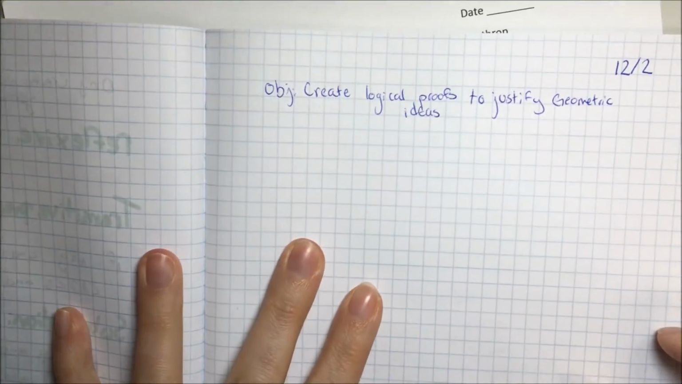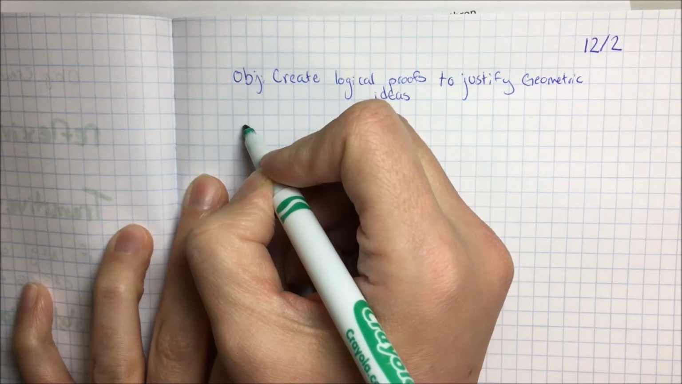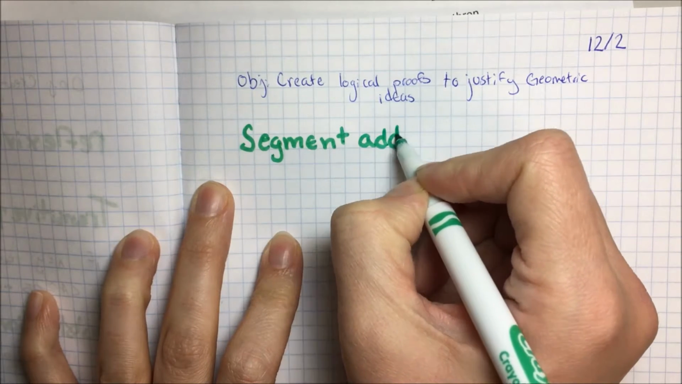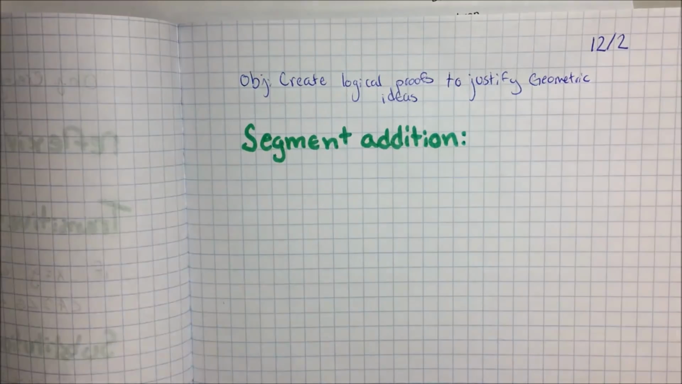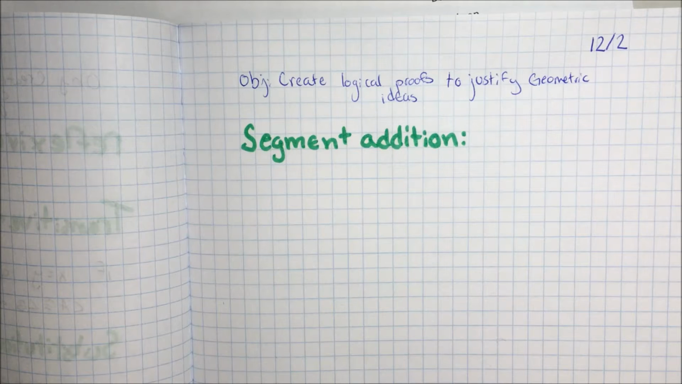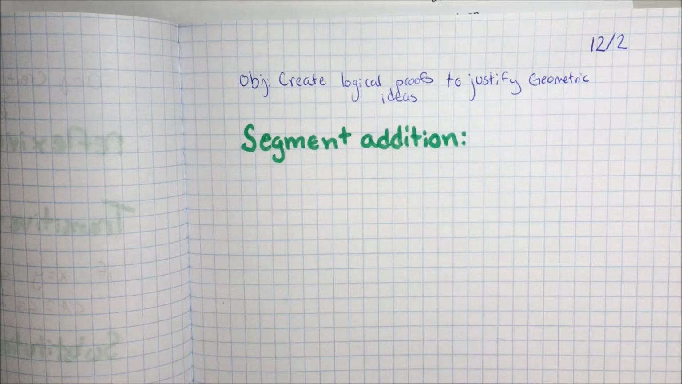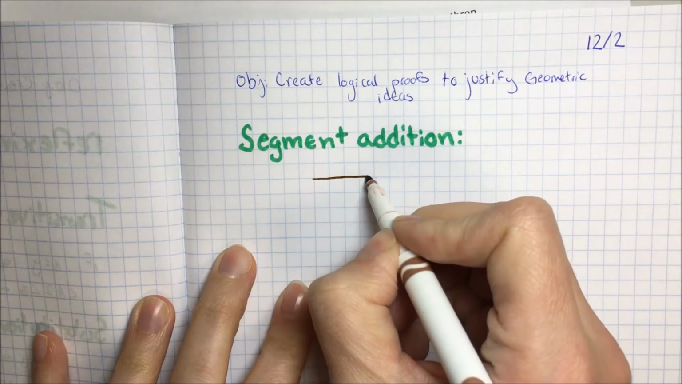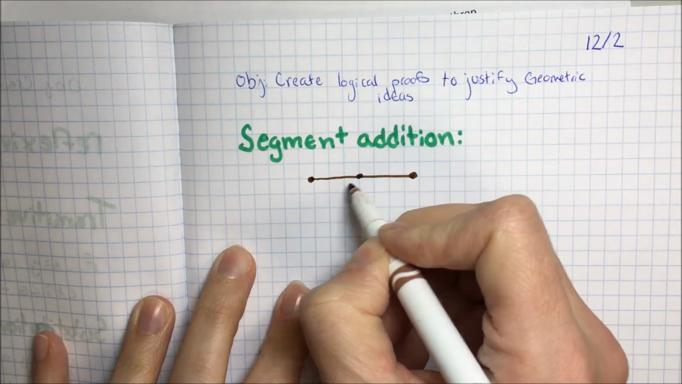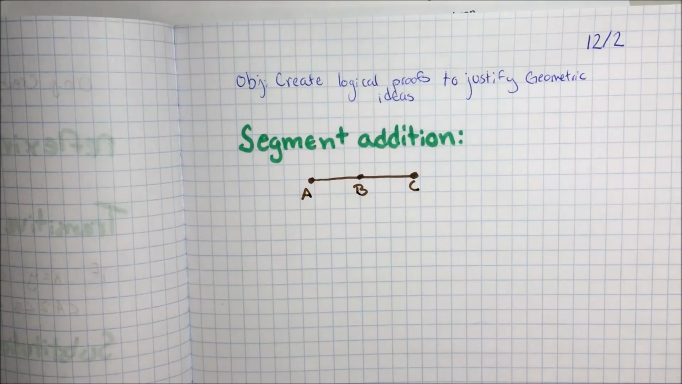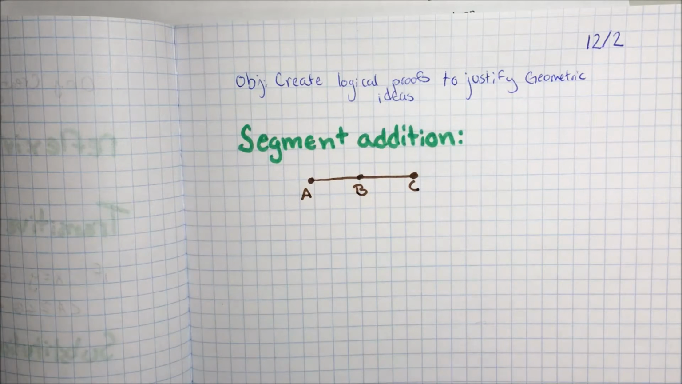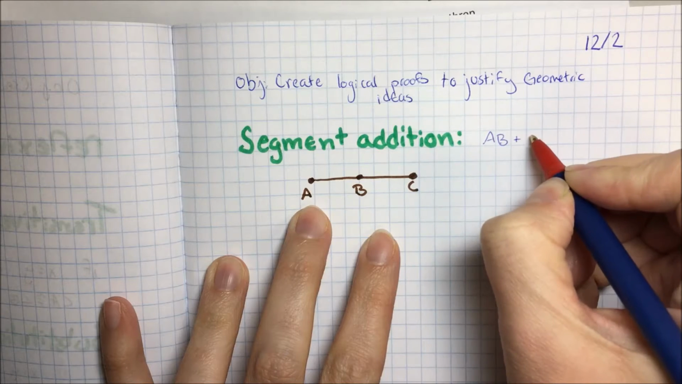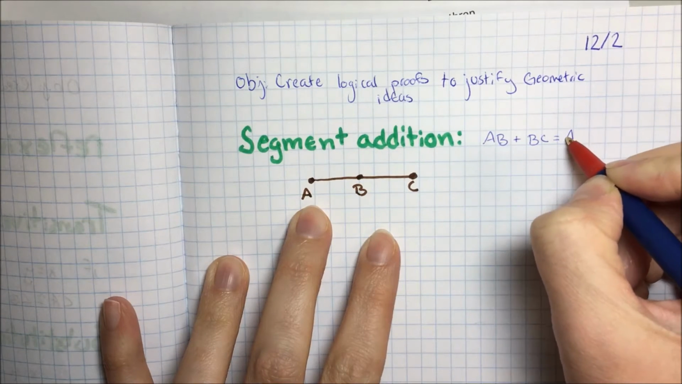Property 1. Segment addition. So what segment addition means is if I have some diagram, let me grab another colored marker here. Okay. Let's say I have some segment. And what I can do is I can say that AB plus BC equals AC.